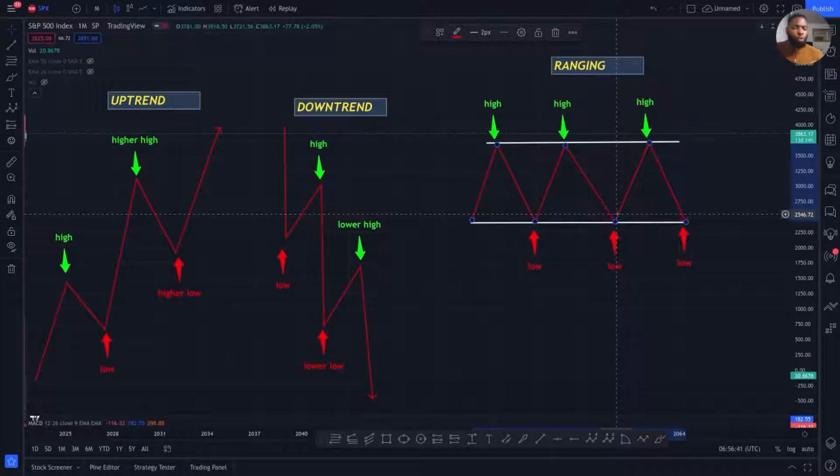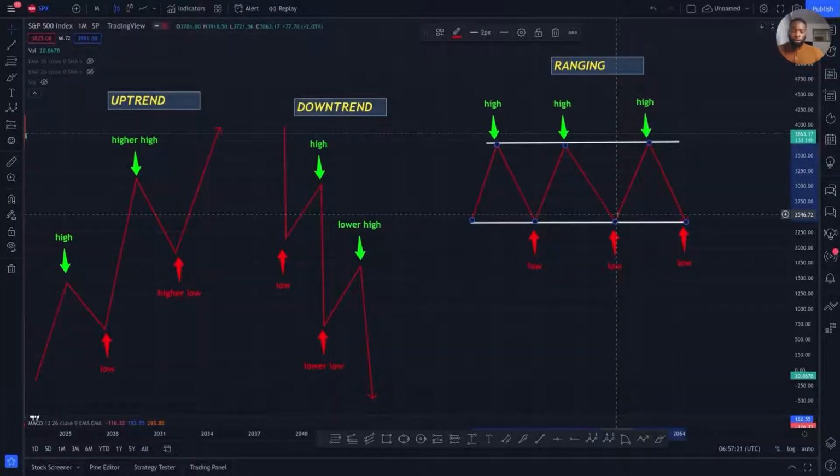But today's video won't be on ranging markets. It will be solely on uptrend and downtrend, because that's where we make the money. That is where, as a trader, you look at the probability of your trade, not just placing a trade. If the market is making higher highs and higher lows and you decide to trade in the direction of the trend, there's a high probability of you making money. Similarly, if you're in a downtrend and you place a sell trade, there's a high chance of you making money because you are trading in the direction of the trend.